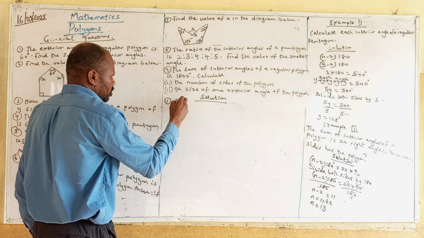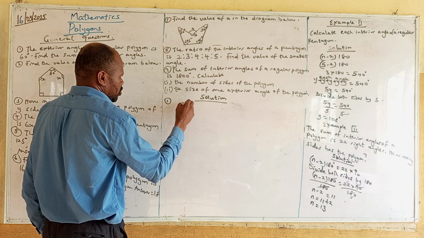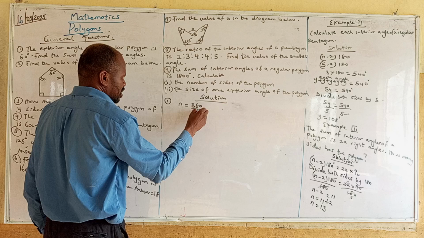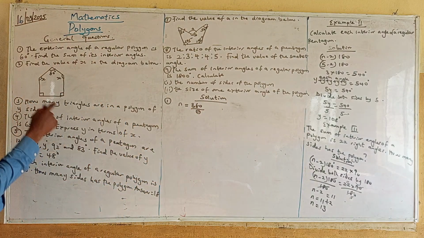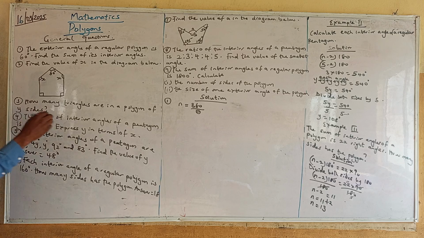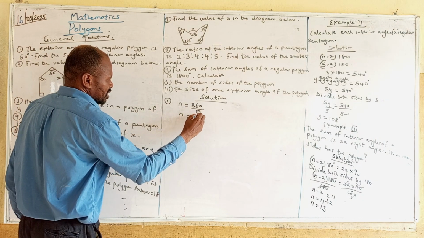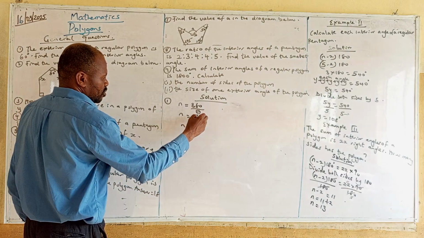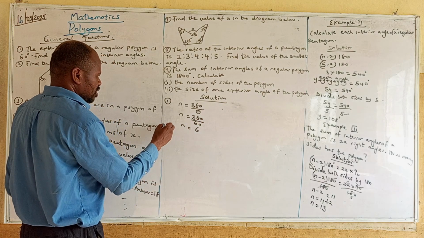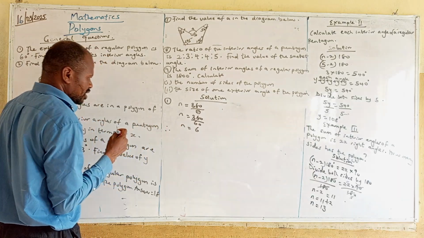So I have n equals 360 over theta, where theta is the exterior angle. So I have to get the number of sides here. So n will now be 360 divided by 60. So n equals 6. Therefore, the number of sides is 6.